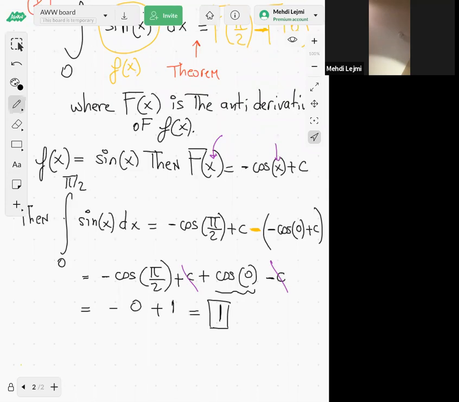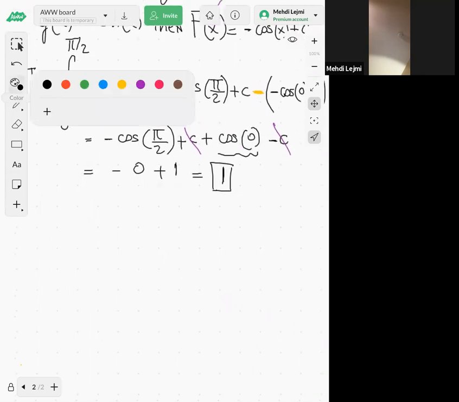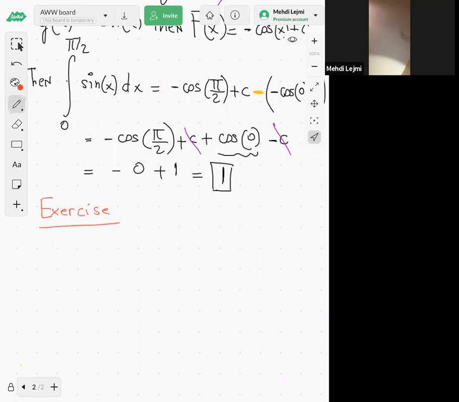Okay, so let me give you an exercise then, guys. We have to use this formula for antiderivatives, right? So please try to find the definite integral from negative 1 to positive 1 of x squared dx, and the definite integral from 0 to 1 of e to the x.